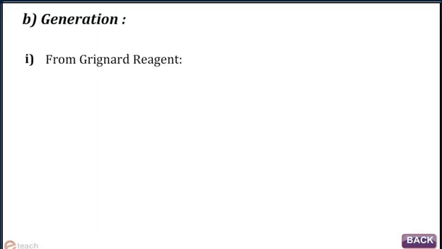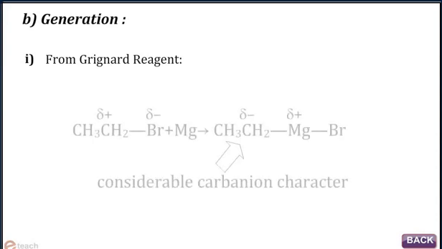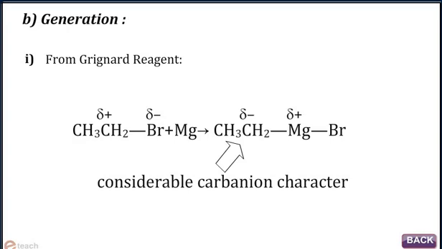Generation. The first method of generation is from Grignard reagent. Consider the reaction CH3CH2-Br plus Mg gives rise to CH3CH2-MgBr, and the carbon of the CH2 group has considerable carbanion character.